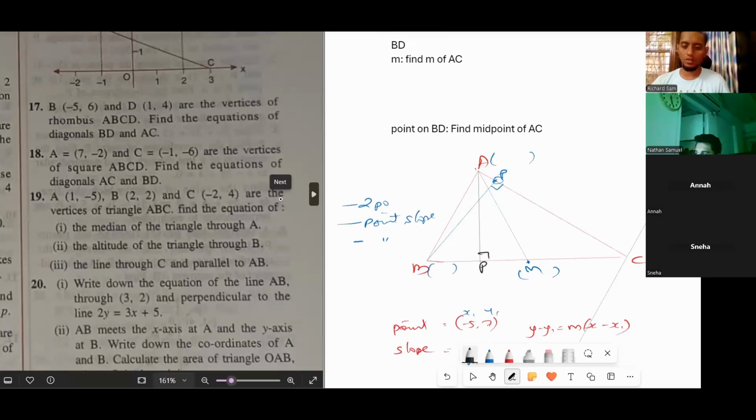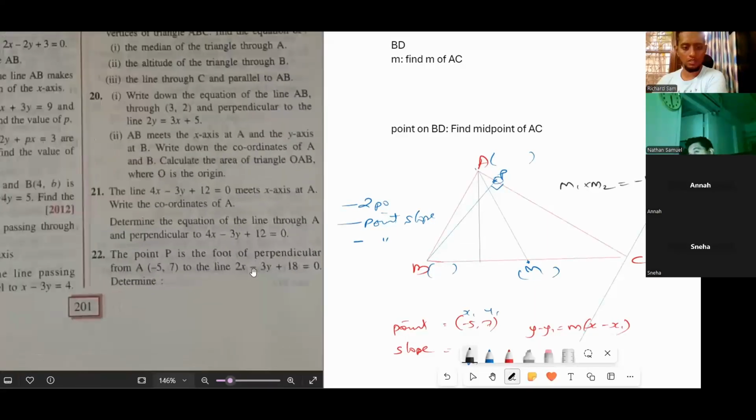So the question here is the altitude of a triangle through B. So that is BP. This is the altitude. How do you find the equation of this altitude? One thing we have is a point on that line, and what else do we have? We can find the slope. First we find the slope of AC, and then when we have the slope of AC, we can find the slope of BP, because both these lines are perpendicular to each other. So we use the formula m1 into m2 is equal to -1, and you can find the slope of BP. Clear? Okay, any other doubt, anyone?